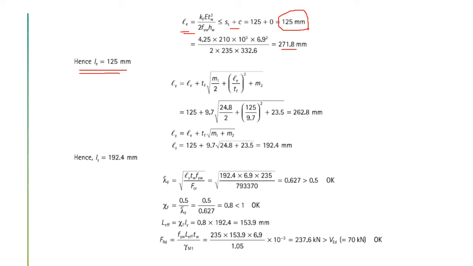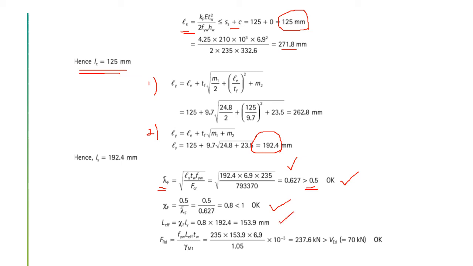Substitute LE, M1, M2 into the two equations of LY, and then you choose the minimum LY value. So from these two values, we get the LY value equal to 192.4. Okay, and then substitute the LY value into the lambda F equation, and then you compare with 0.5. Since the value that we calculated is greater than 0.5, it means that the value assumed earlier is true. So we can proceed with the reduction factor. And then you calculate L effective.